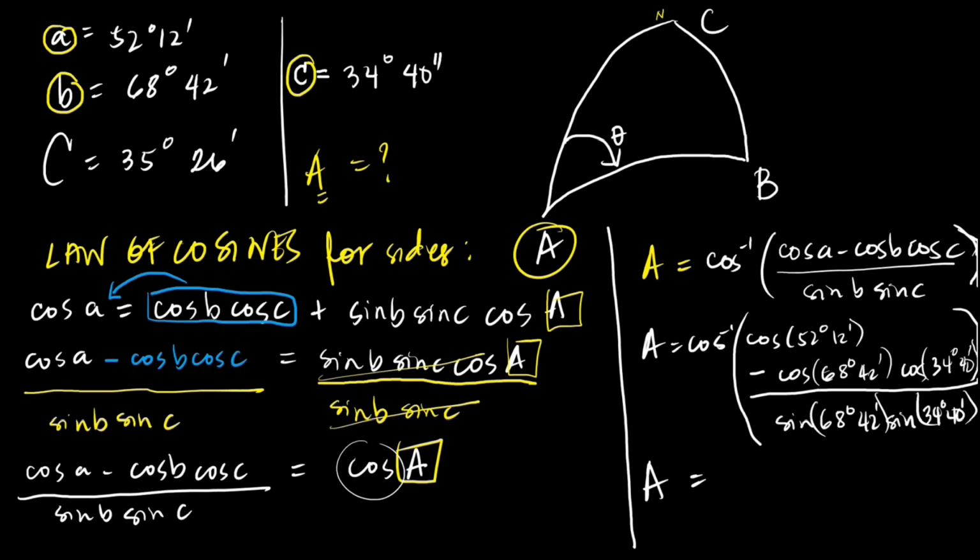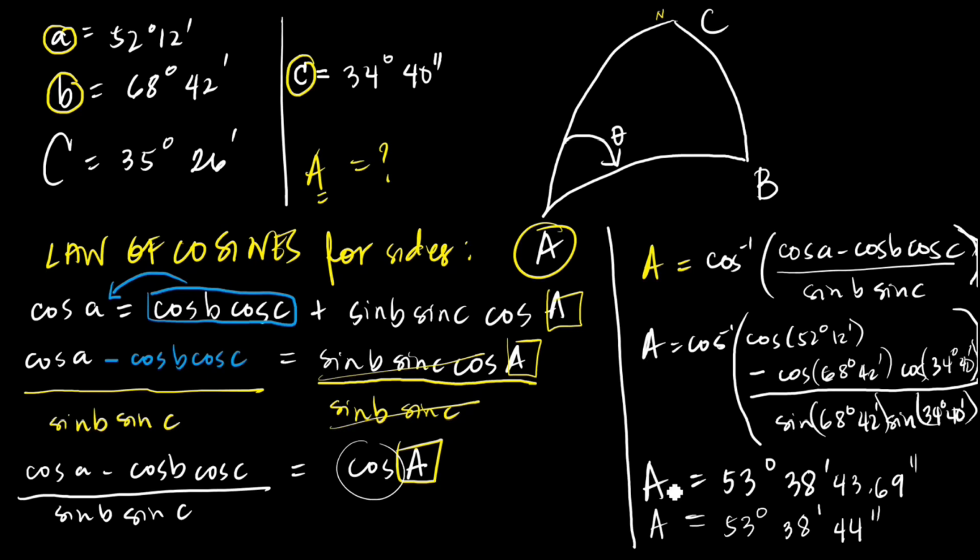So the answer should be in DMS. So it is 53 degrees, 38 minutes, 43.69 seconds. So you just round it off. Okay, round off the last portion. So we have A equals 53 degrees, 38 minutes, and then 44 seconds. So that is the measure of angle A.